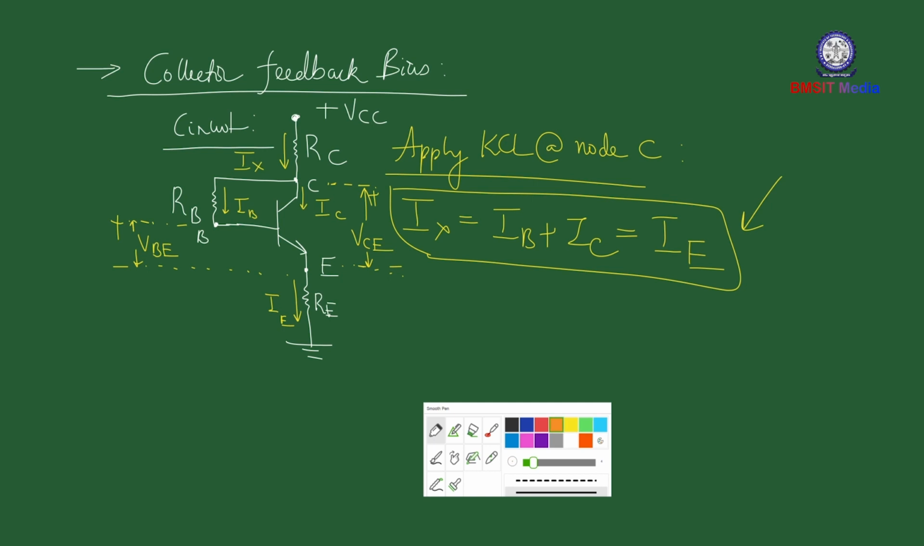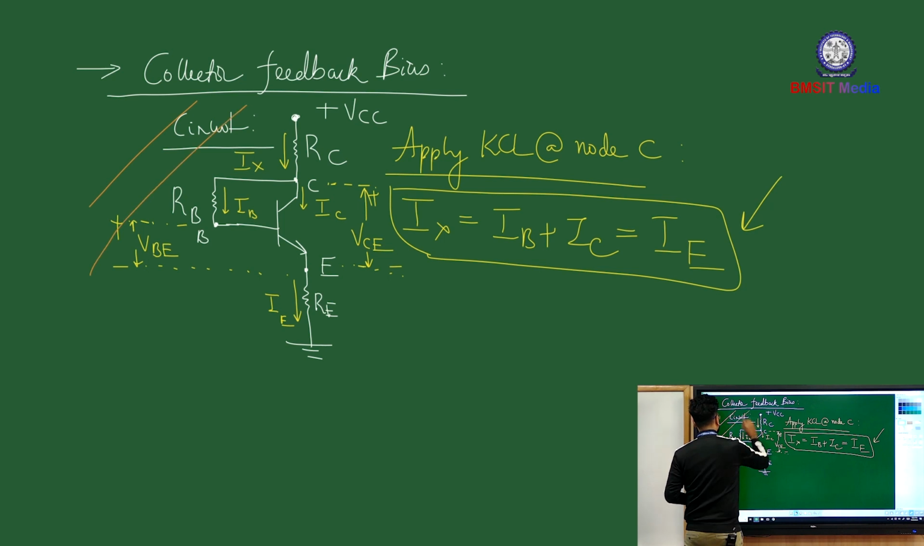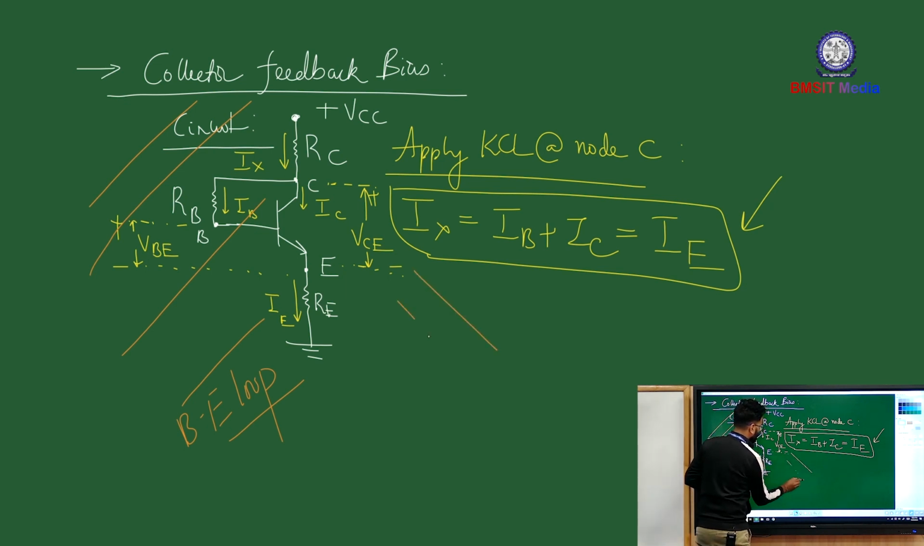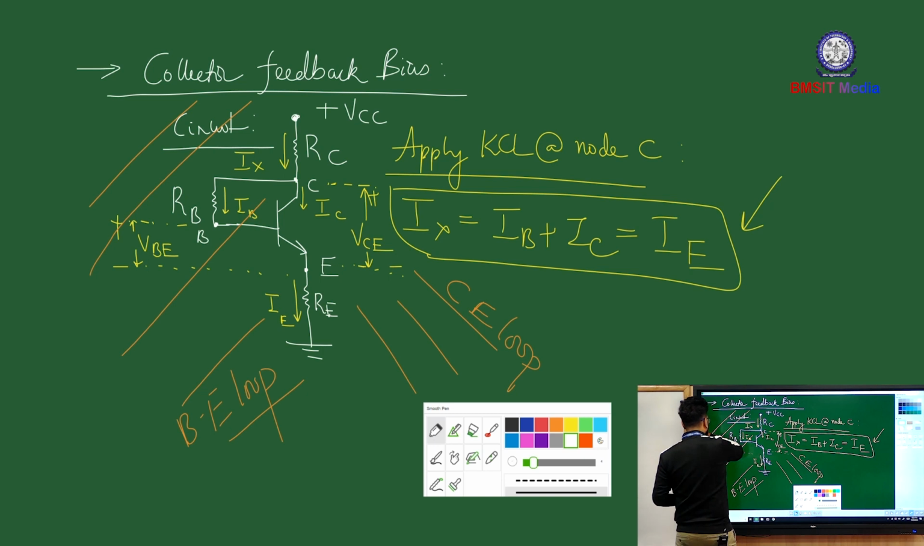Okay. So let's apply KVL on the input side. So what is our input loop? Input loop is this loop. Base emitter loop, right? So base emitter loop is our input loop, right? And similarly, collector emitter loop is our output loop.